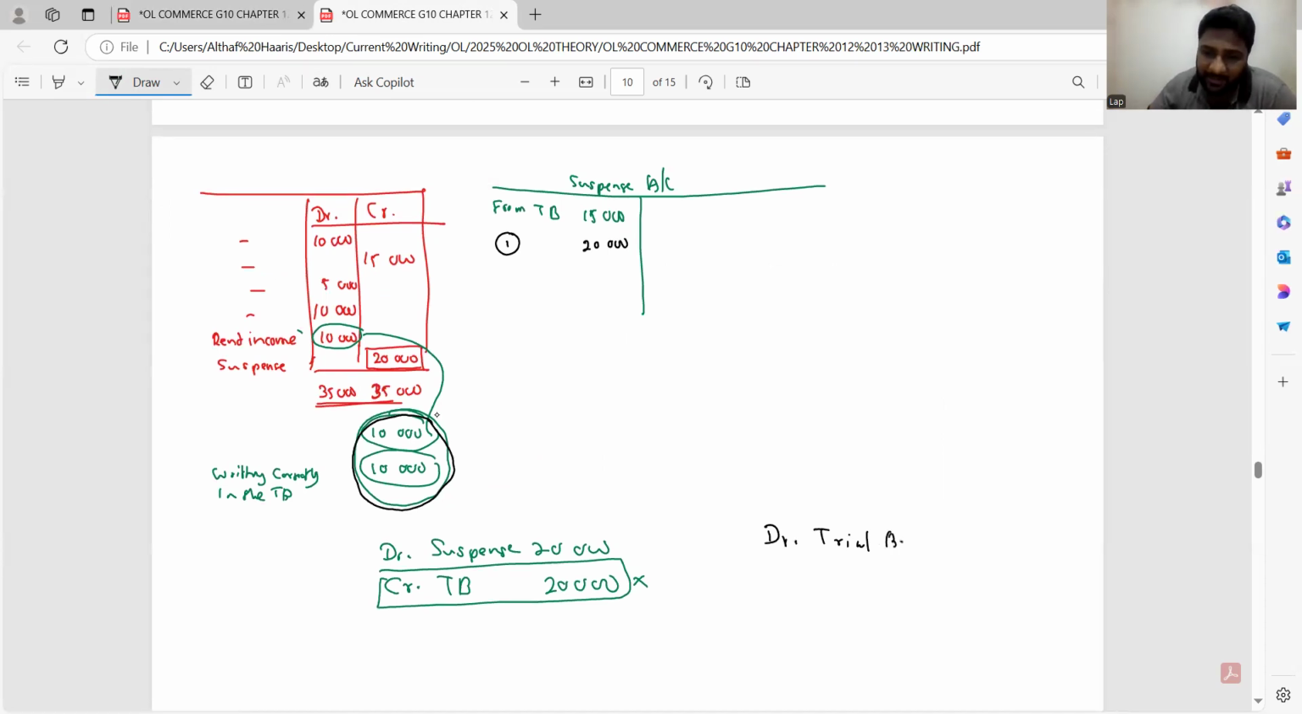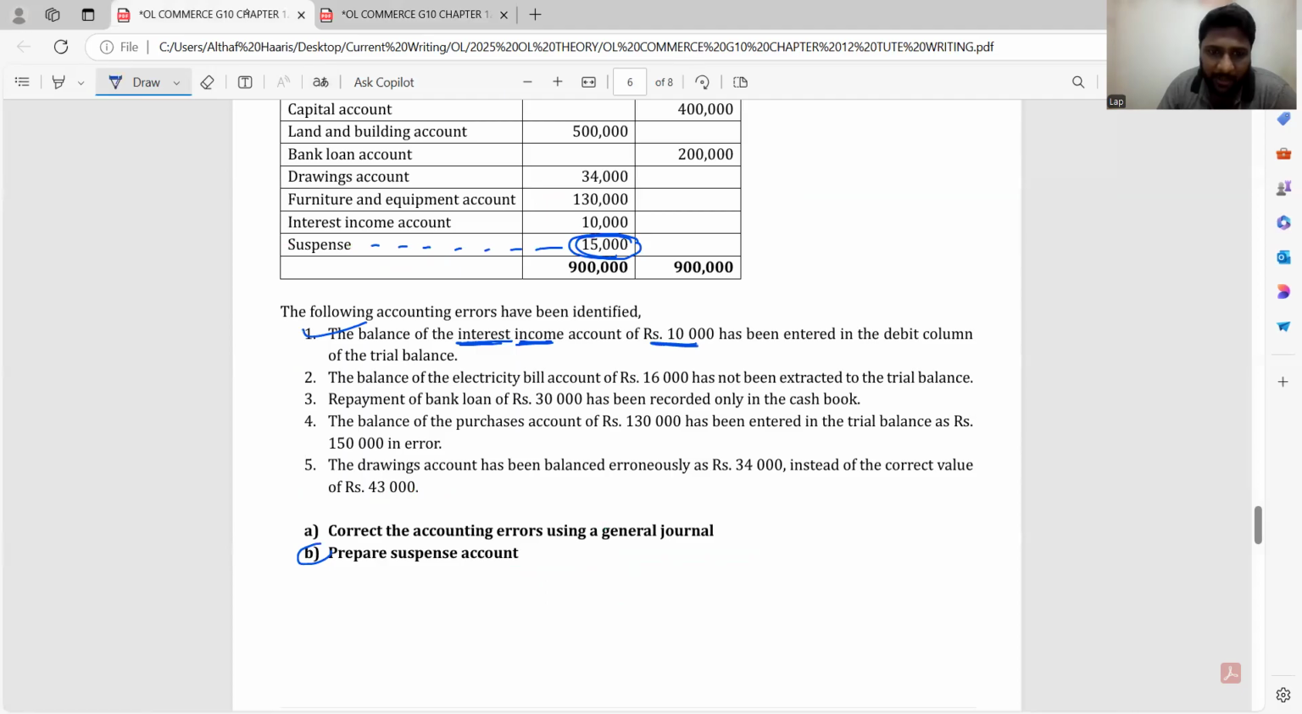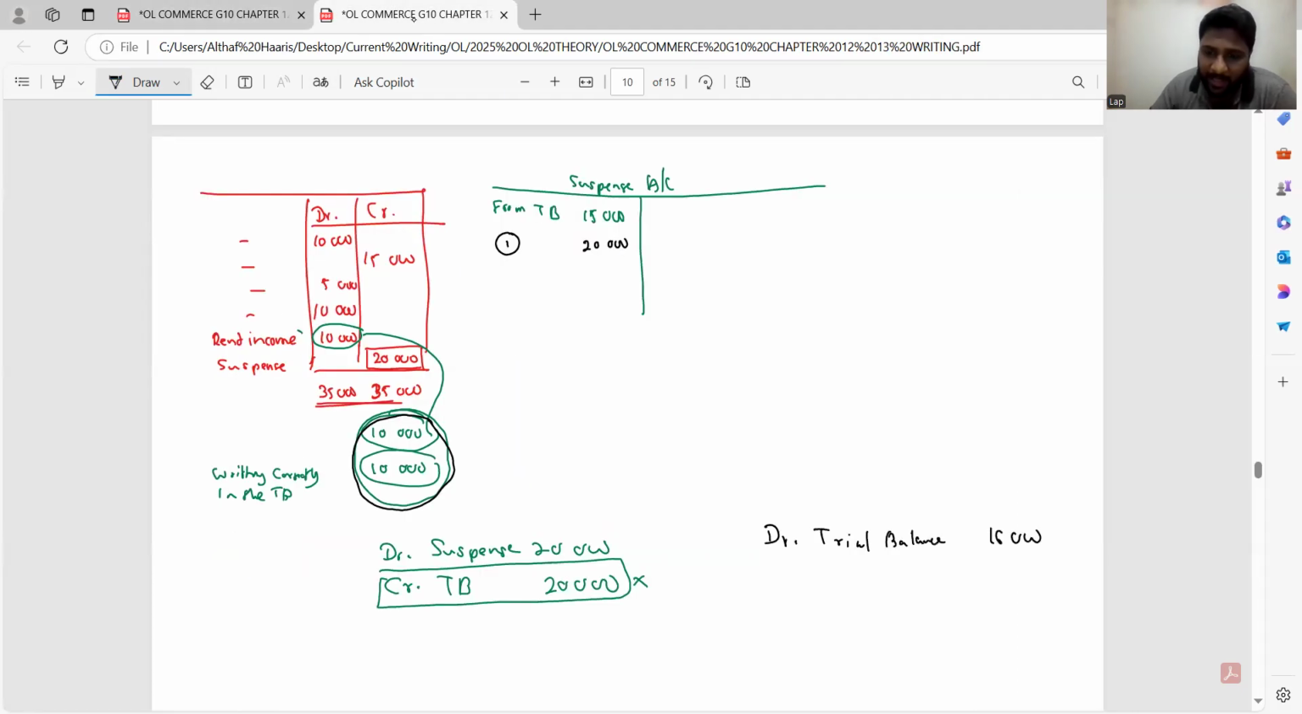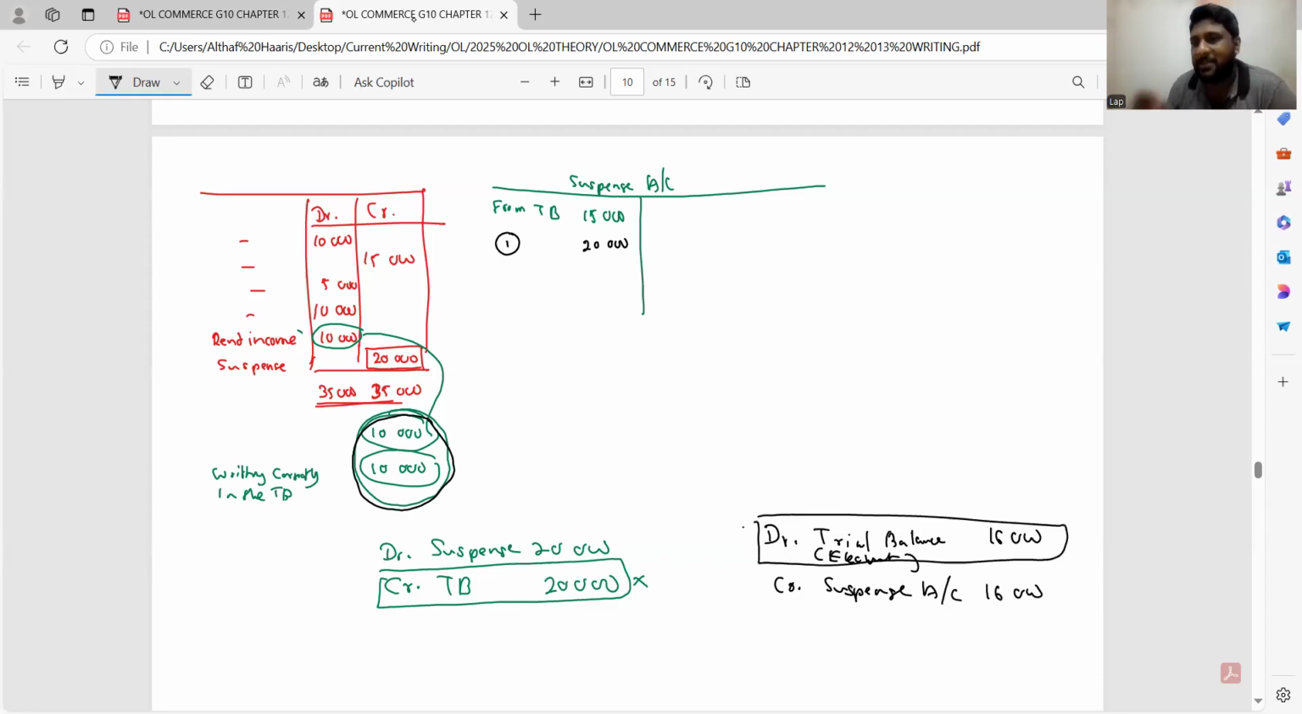Trial balance 16,000. You have to include it as the electricity bill, and credit the suspense account 16,000. But I told you there is no entry called debit trial balance, credit trial balance. If it is not included, you go and include it and remove it from the suspense. Same thing we did previously also.